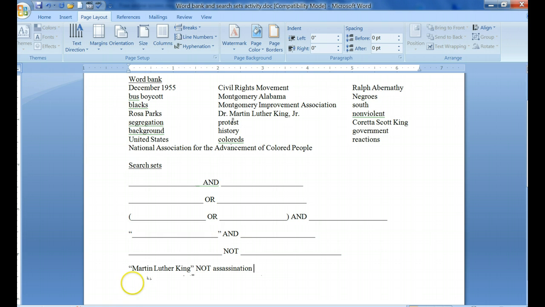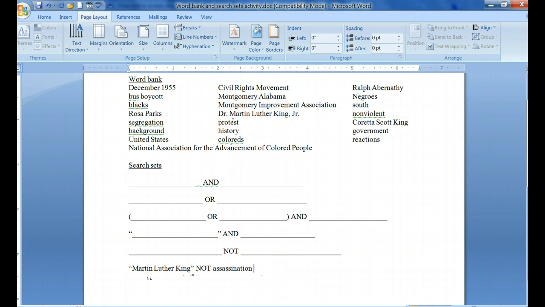Also, we are looking at Dr. King as our subject, not as the author, so his name would be in this order. If we were looking for things written by him, we would put King Martin Luther. He is a subject, so it goes in this order.